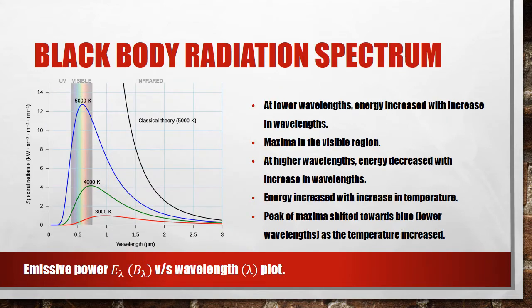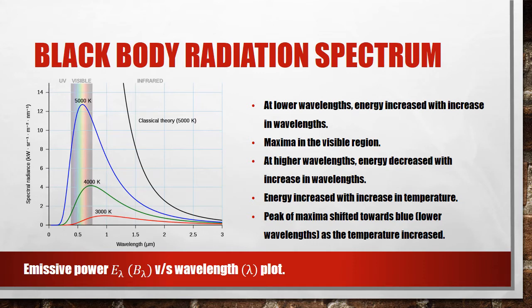What is the black body radiation spectrum, and what are its features? As I have already said, a black body radiation spectrum is a spectrum of frequencies emitted by a black body. This was studied as emissive power versus wavelength. That is, the power of an emitted wavelength is plotted against the wavelength, and we get a plot which is known as the black body radiation spectrum. The figure shown in this slide shows the black body radiation emissive power versus wavelength spectrum.